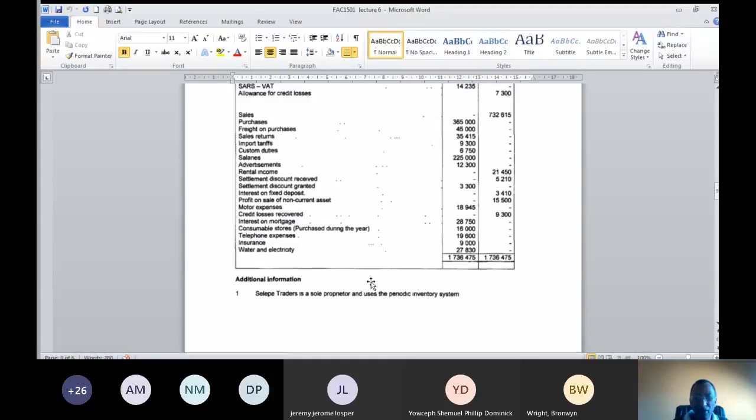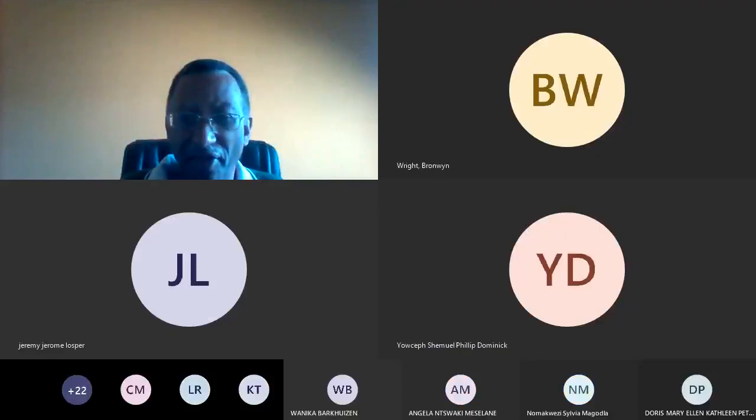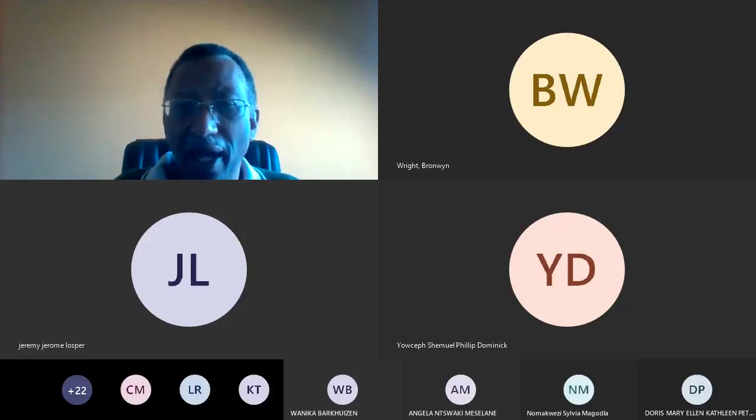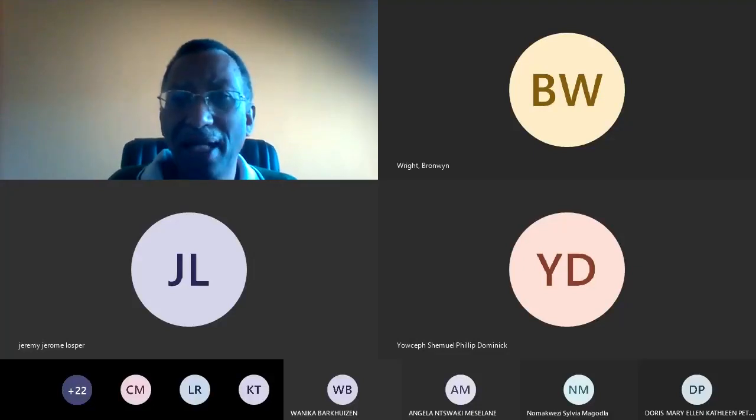Now, your additional information, or what we commonly refer to as your adjustments, has not yet been recorded in the books of the business. So, that information must still be recorded in the books. And because we must still record these transactions in the books of the business, your trial balance, after you recorded the adjustments, the amounts in your trial balance will have to change.